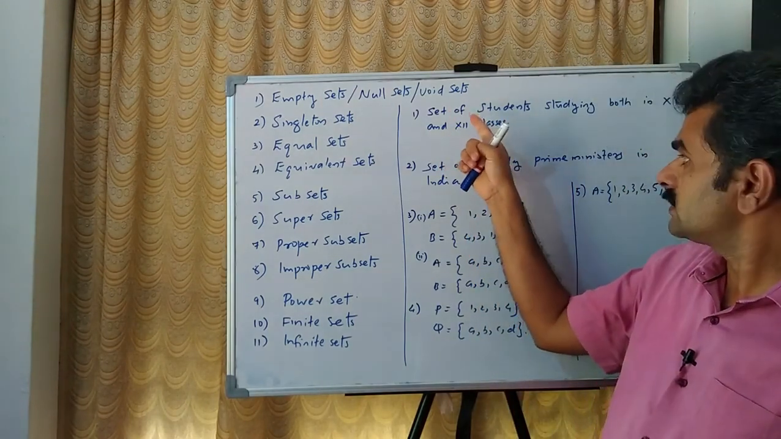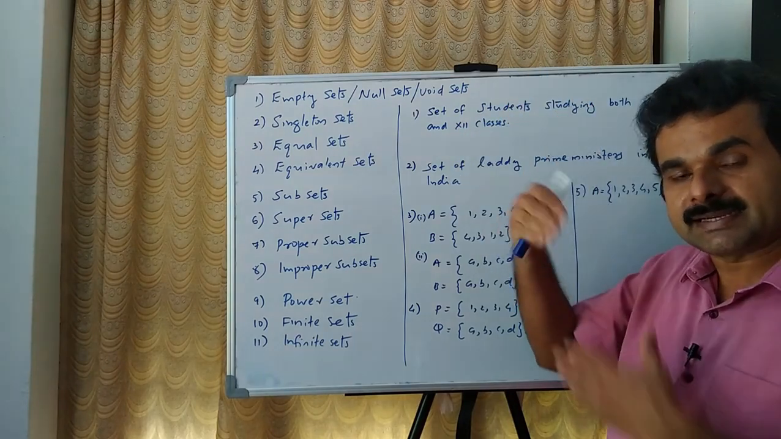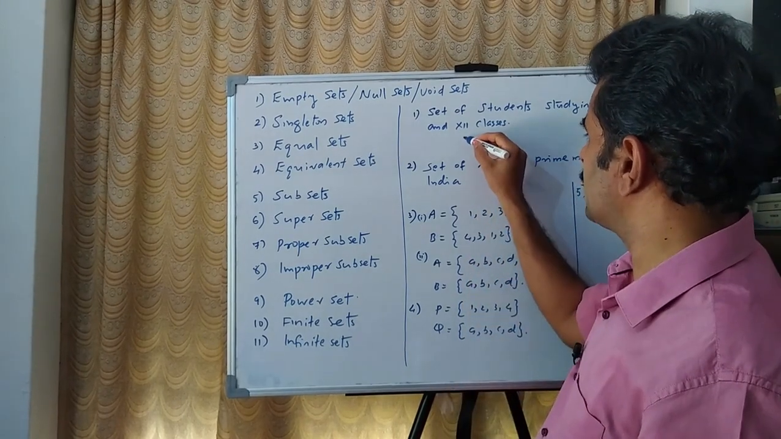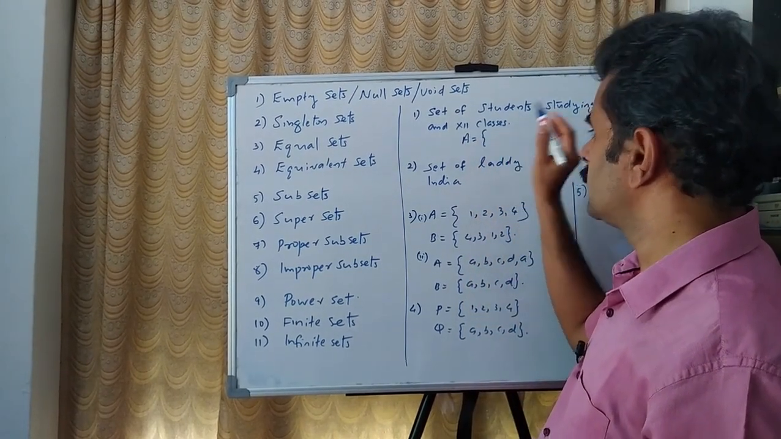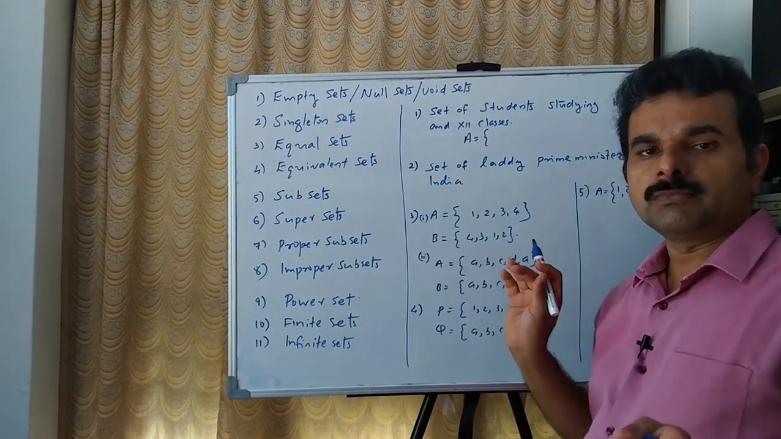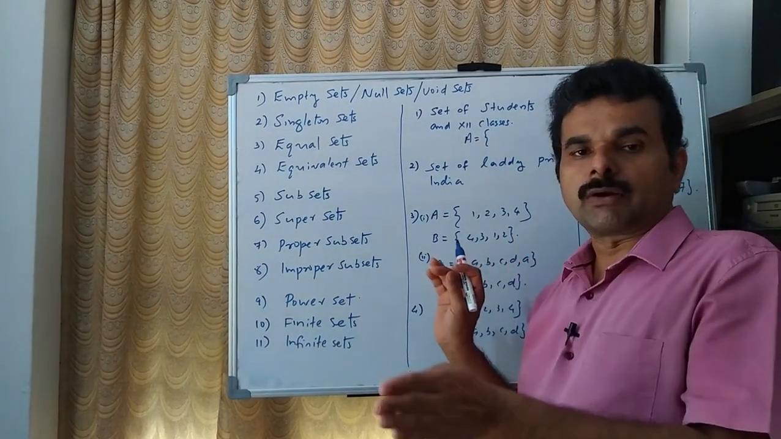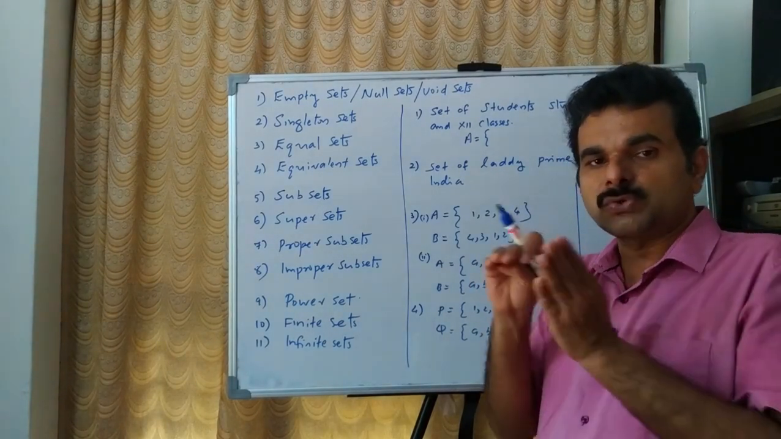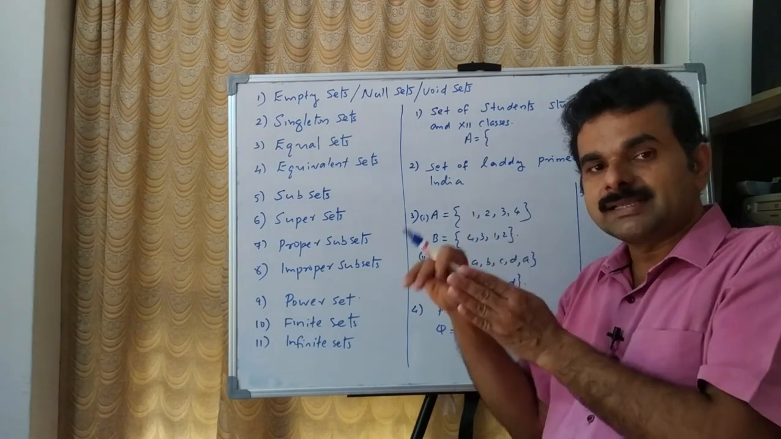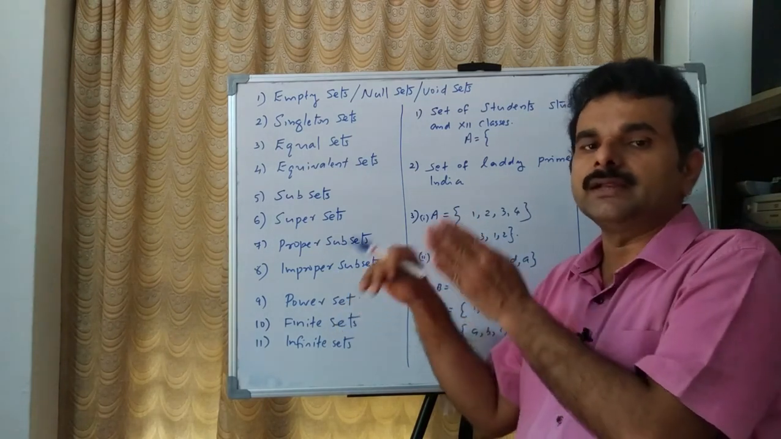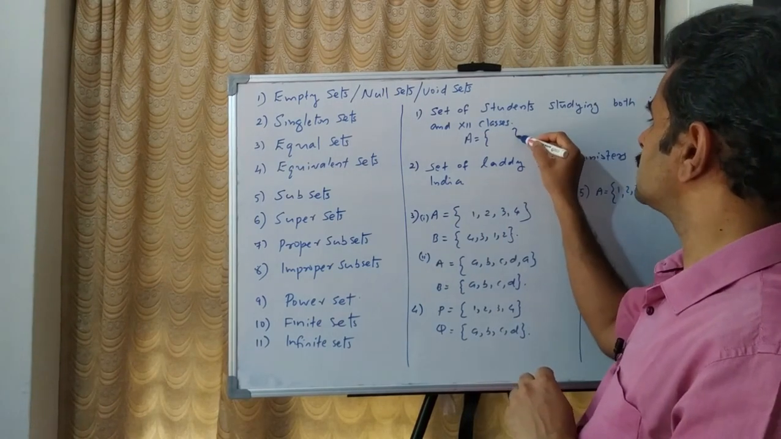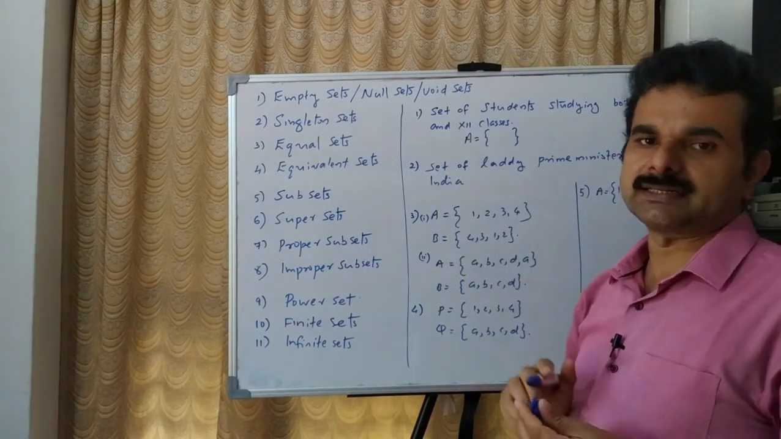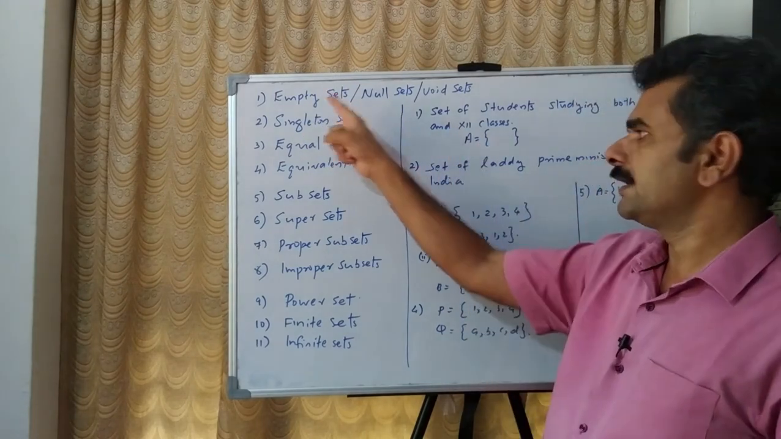Can you identify such students who are studying simultaneously at a time in +1 and +2? How many? Which are the students? Suppose it is named as capital A is equal to, who are they? They must be in +1 and also in +2 at a time. So this is an impossible case, isn't it? No such students can be seen simultaneously studying at +1 and +2. So there are no students. Empty, isn't it? So this is what an empty set is. It's an example for empty set.